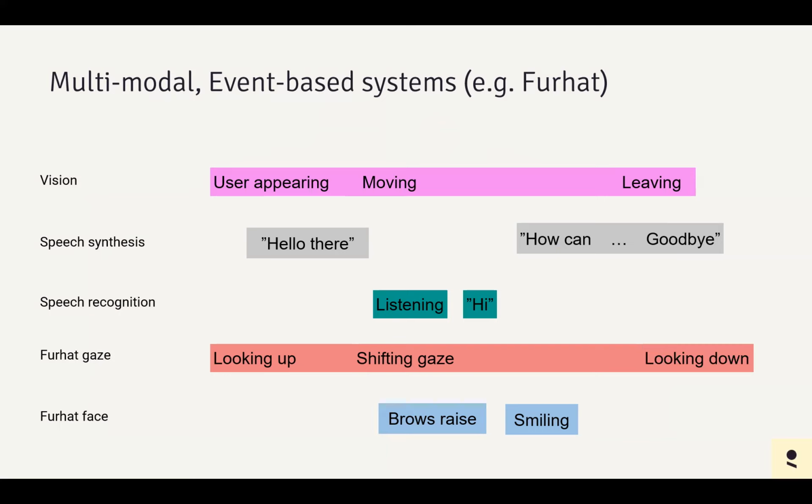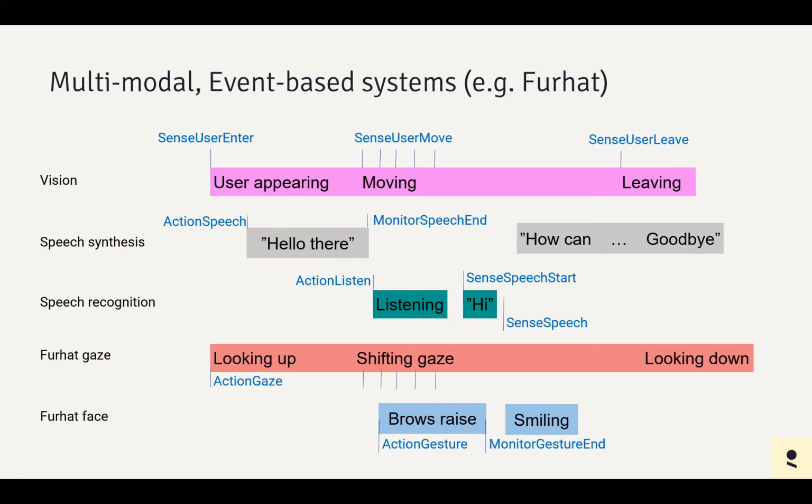But now the user is perhaps leaving in the middle of this, so we have to change and say goodbye and look down again. So you can see how things happen all the time, and it is not one turn at a time, but more of a continuous updating of different things that happen. And we typically do this, in Furhat at least, by sending various events of things that the robot is sensing, and actions that the robot performs, and monitoring its own actions to know when things have been executed. That can, for example, trigger other things that should happen in the platform.